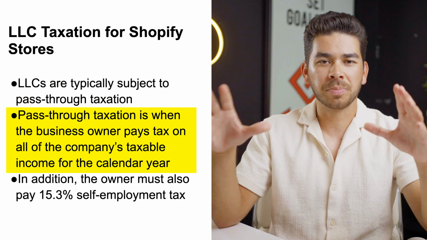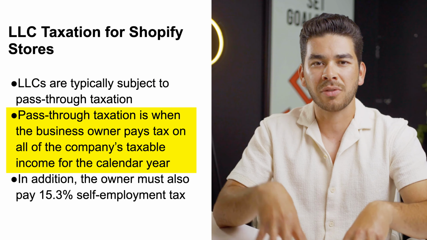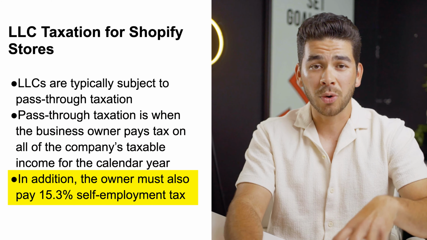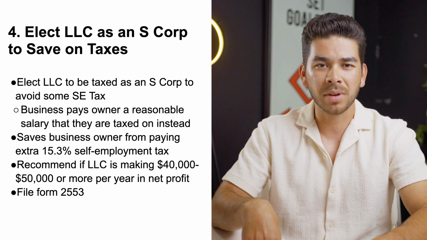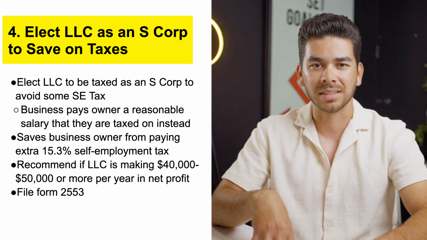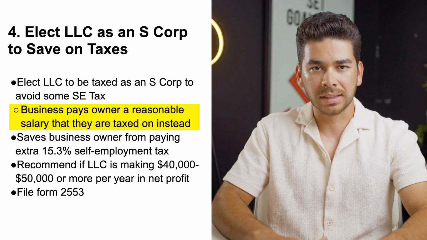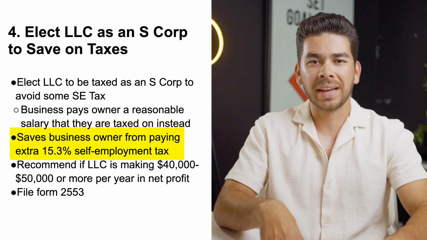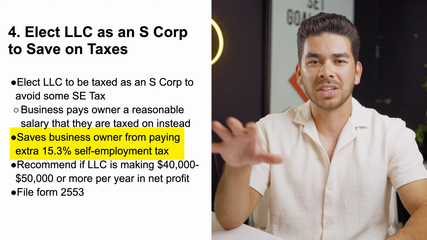Pass-through taxation is basically when the business owner pays the taxable income of the business for the calendar year. In addition, you're going to pay a 15.3% self-employment tax, which leads us to step number 4, which is elect your LLC as an S-Corp to save money on taxes. To do this, the business is going to pay the owner a reasonable salary that is taxed instead.